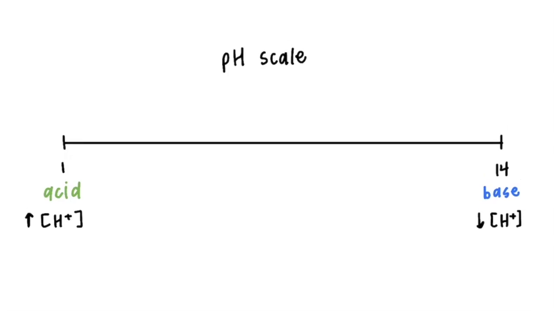On the left, we have a pH of 1. A low pH is due to the high H+ or proton concentration, and that is characteristic of an acid. Now on the right, we have a pH of 14. A high pH typically has a low concentration of H+ or protons, and that is characteristic of a base.